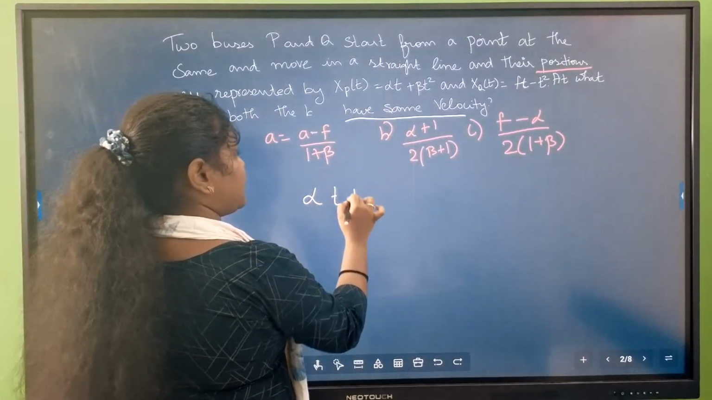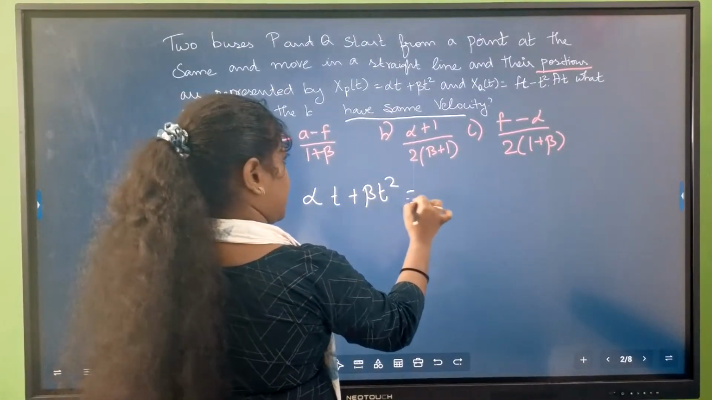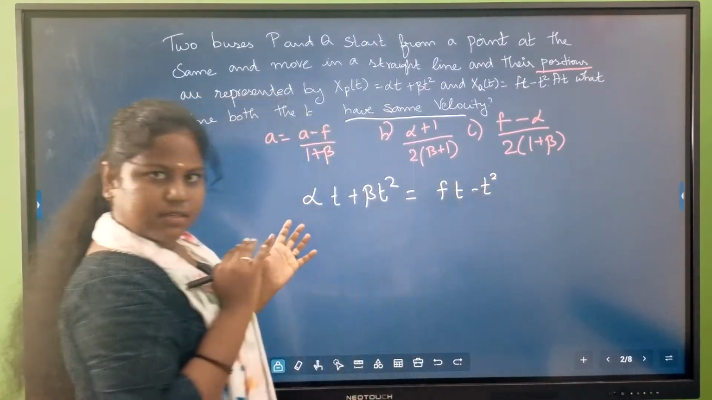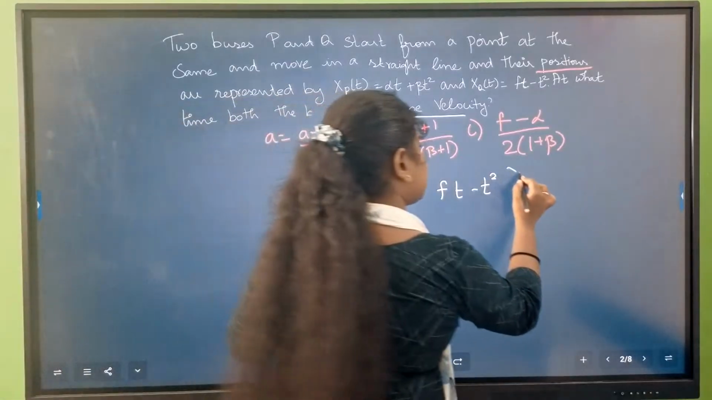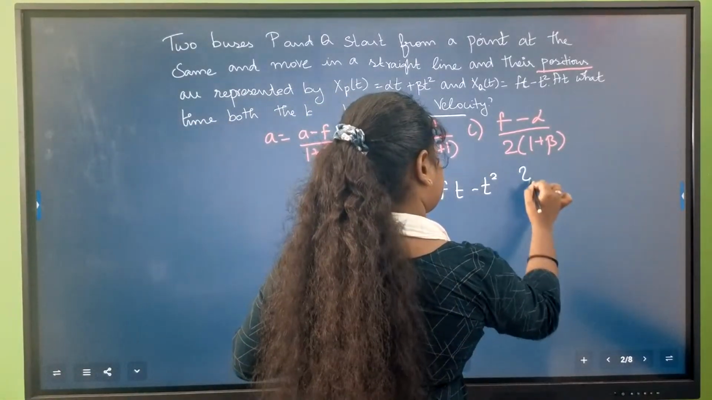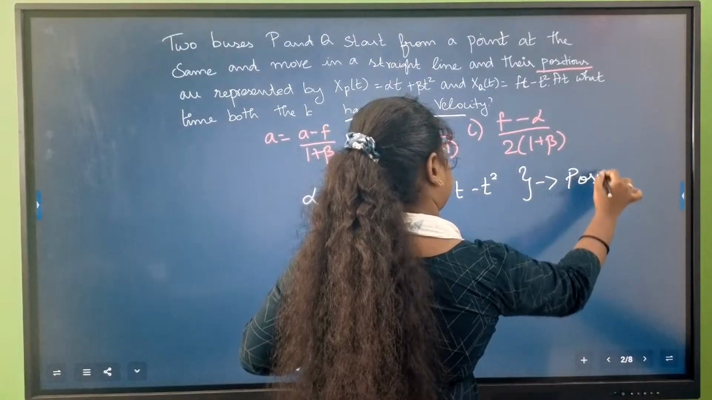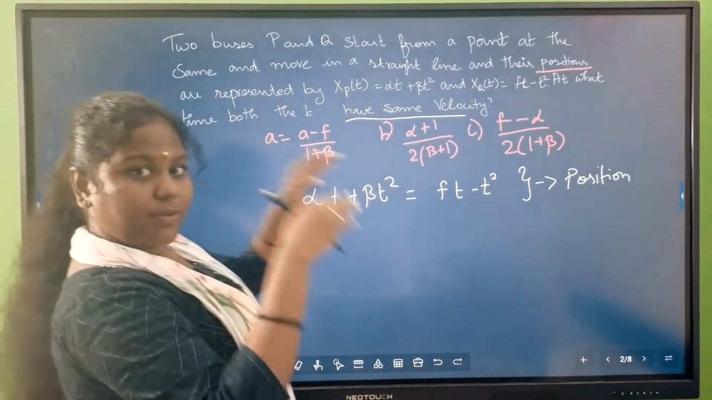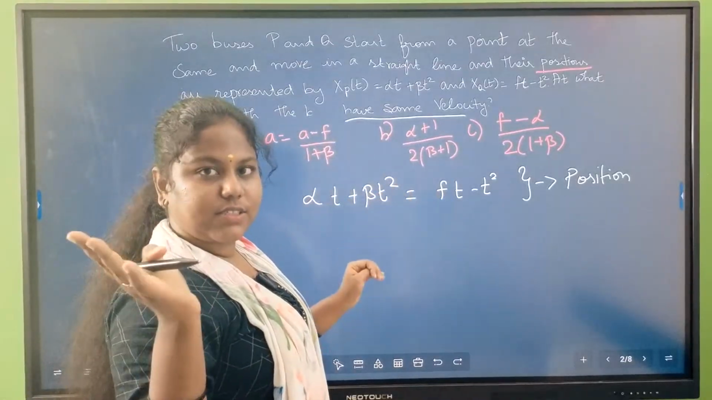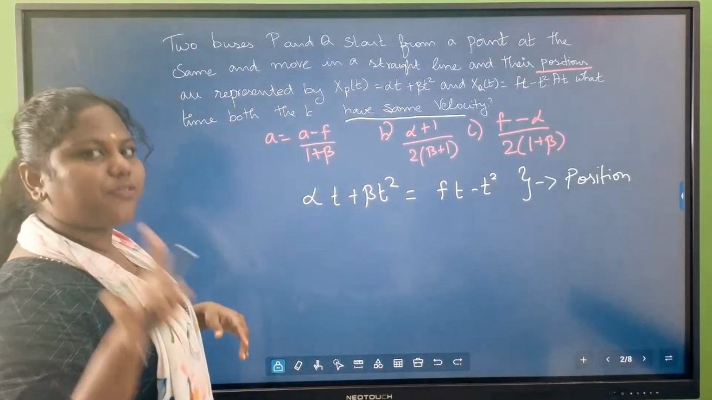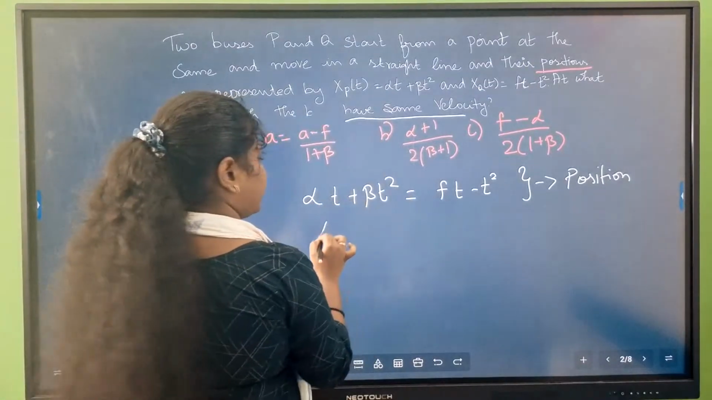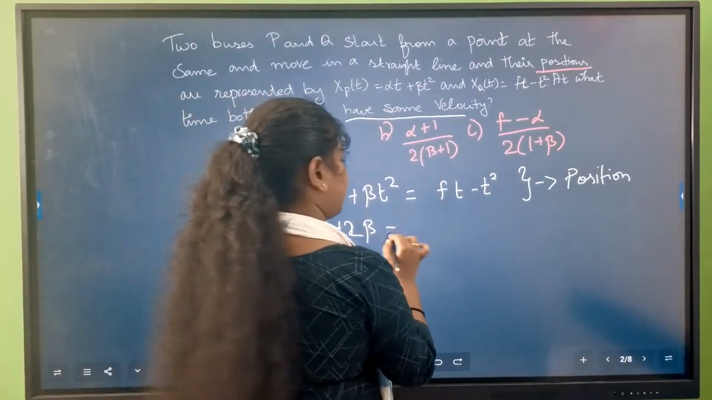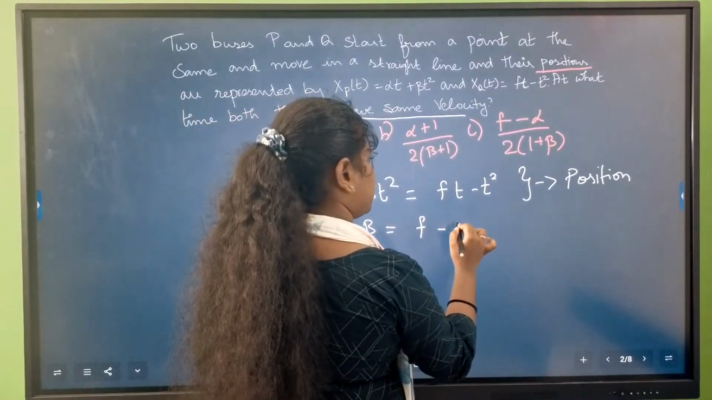Alpha t plus beta t square, which is equal to f of t minus t square. What is this? Both are their positions. So this describes their position. What do you want? You want velocity. So from position, from displacement, we are going to get velocity. What we have to do? We have to differentiate. Okay? If you differentiate this, you will get alpha plus 2 beta t, which is equal to f minus 2t.